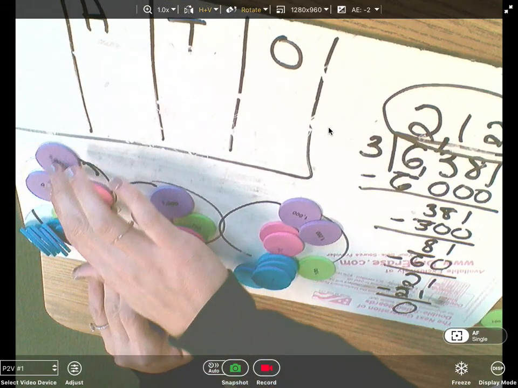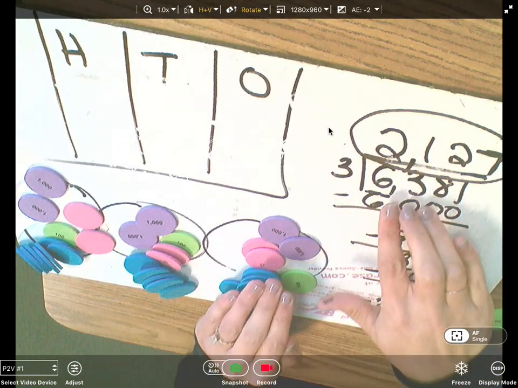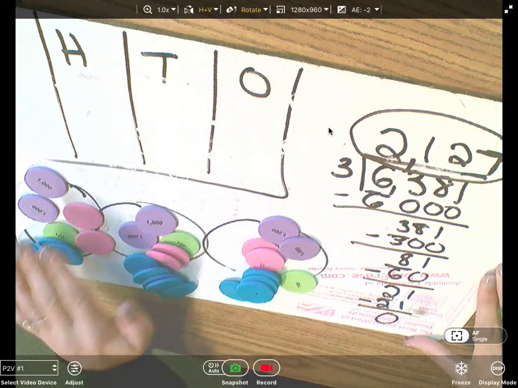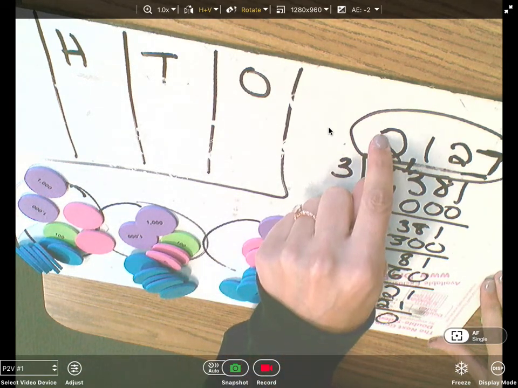2,127. And I've given away to 3 groups. I still have a total of 6,381 here. It's just that I've divided it into 3 groups, and each group has gotten this much.